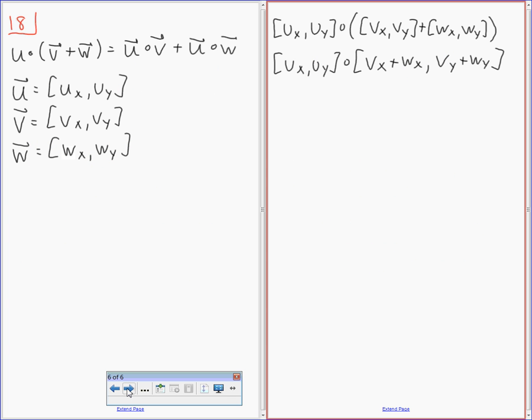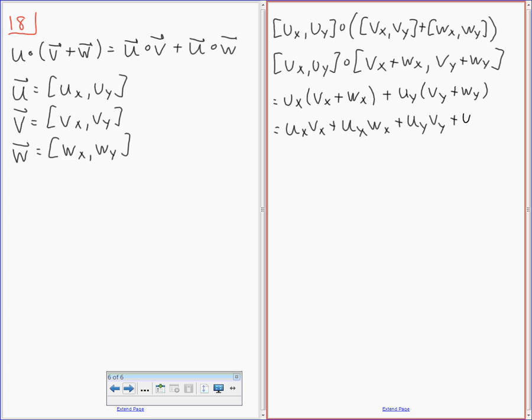Nate, go. Is it Ux(Vx plus Wx) and then plus Uy(Vy plus Wy)? Very good. And I'm going to distribute, and call that UxVx plus UxWx plus UyVy plus UyWy.